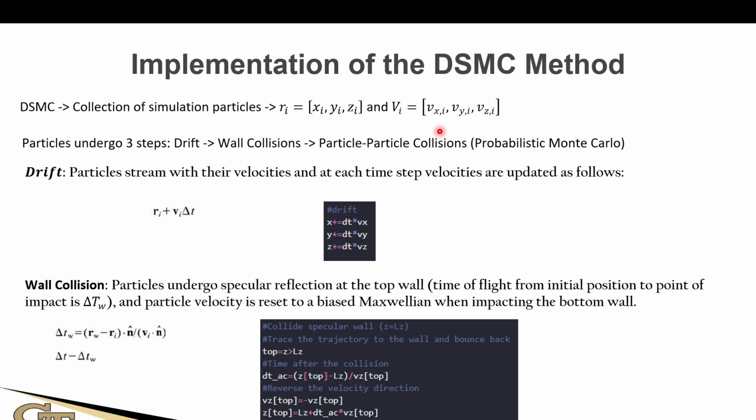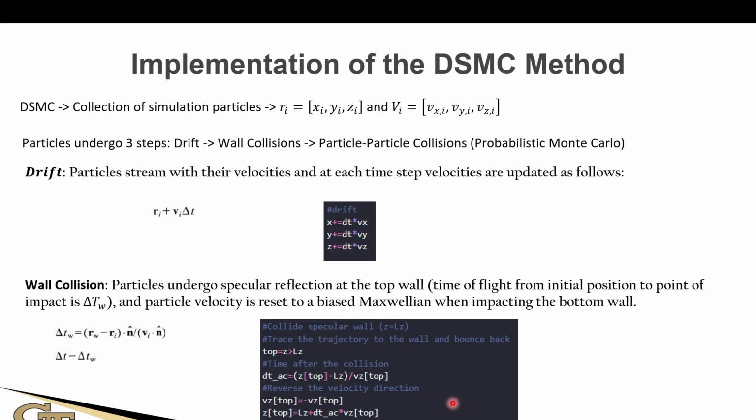So this is an overview of the implementation of the DSMC method. There are three main steps: the drift, the wall collisions, and the particle-particle collisions. So the drift is pretty straightforward. We stream the particles according to their velocities in the x, y, and z direction. The particles undergo specular reflection at the top wall.